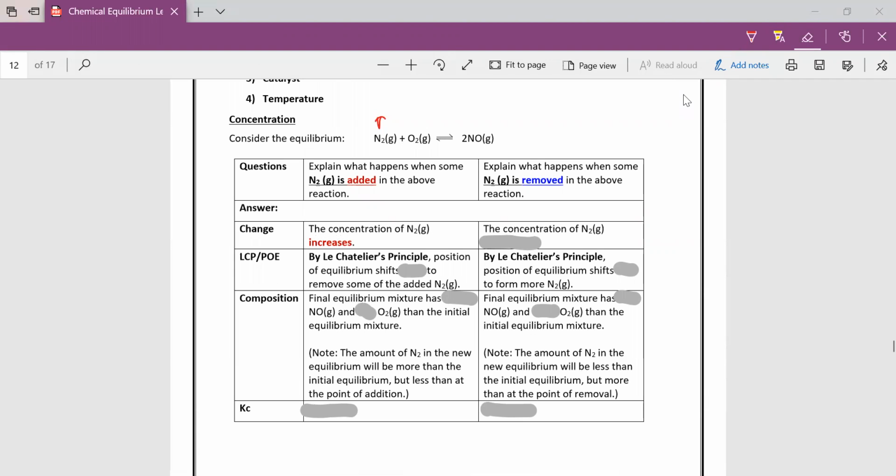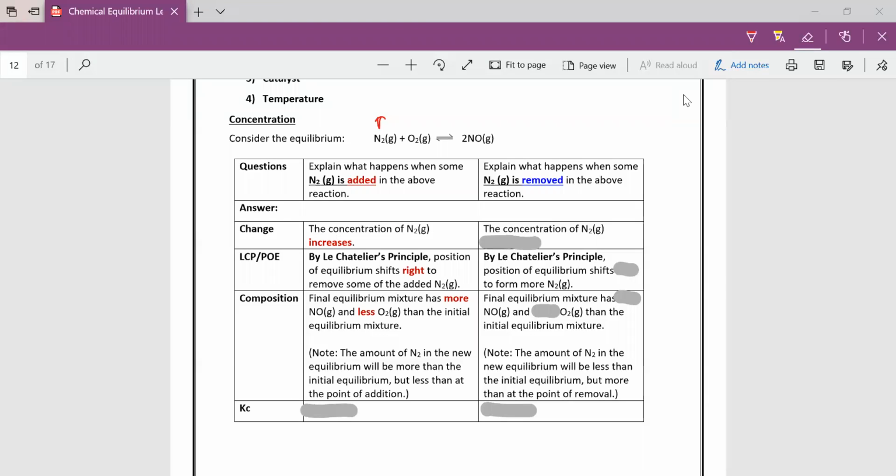By Le Chatelier's principle, equilibrium is going to shift to the right to remove this disturbance. So the final equilibrium will have more NO and less O2 than the initial. The amount of NO in the new equilibrium is more than the initial, but is less than at the point of addition because of the shift in position.